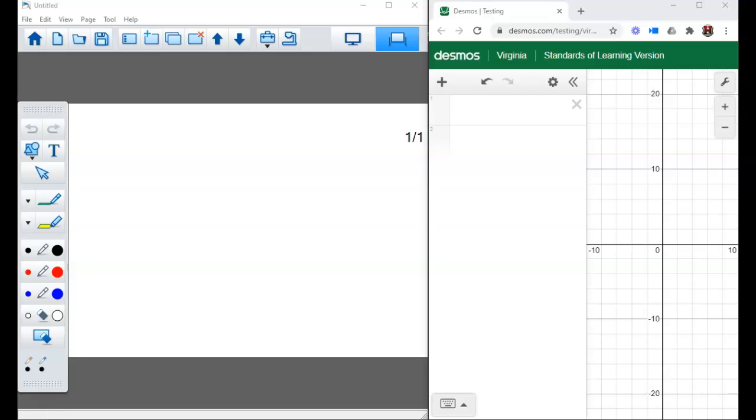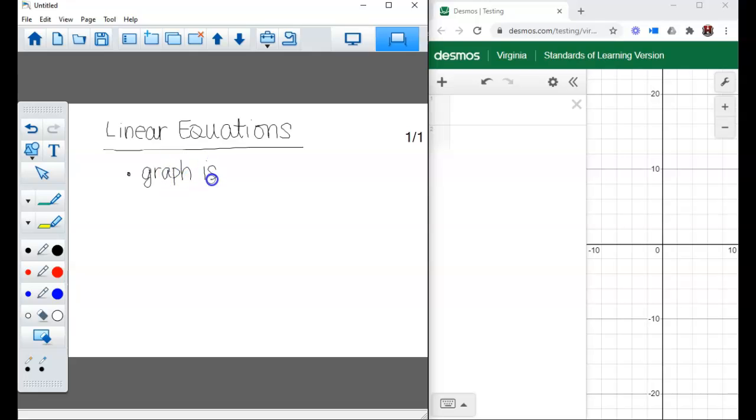Okay, folks, yesterday we started talking about graphing linear equations. And we're using the Desmos calculator to do all of this. We need to remember that for a linear equation, the graph is a line. So we are looking for a straight line to appear on the graph anytime we do this.